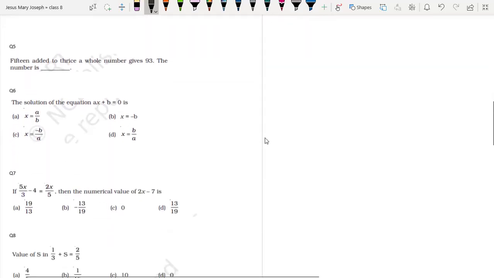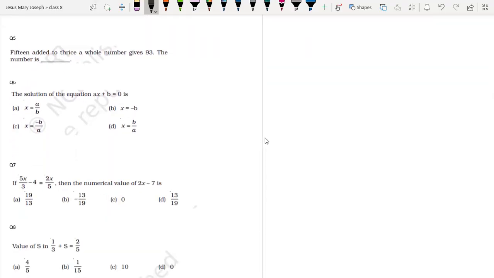Now, 15 added to thrice a whole number gives 93. So let's assume the whole number to be x. Let the whole number be x. Now it is saying 15 added to thrice a whole number. What is thrice the whole number? 3 into the whole number, that is 3x, and 15 is added to it and it is equal to 93. When you solve the equation you will get the answer.